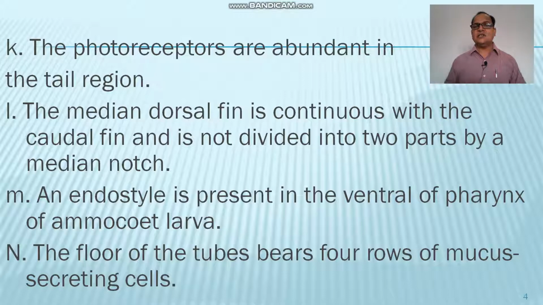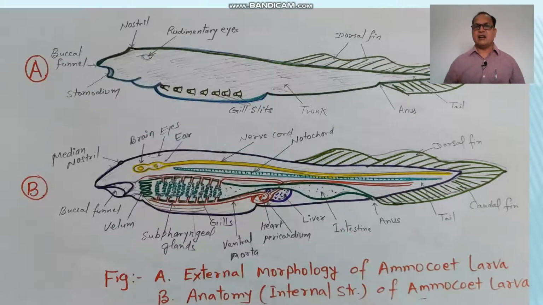The endostyle is present in the floor of the pharynx of the Ammocoete larva. The floor of the tube bears 4 rows of mucus-secreting cells which secrete mucus in large amounts. These are the structures; next, the external morphology of the Ammocoete larva, and then its internal anatomy.